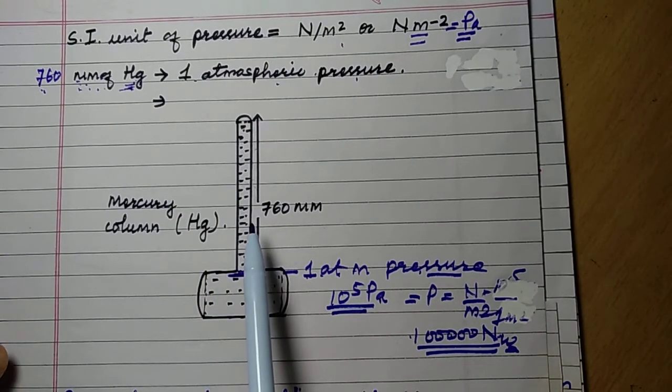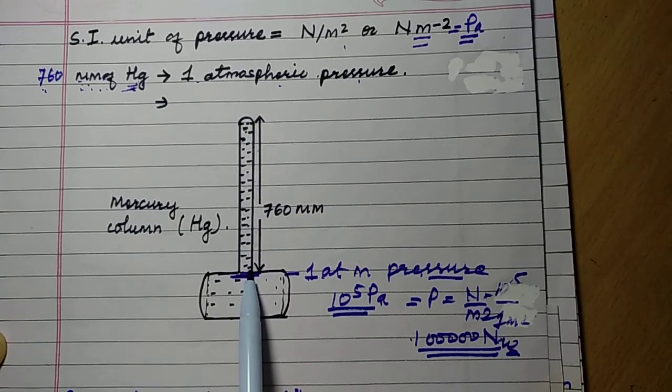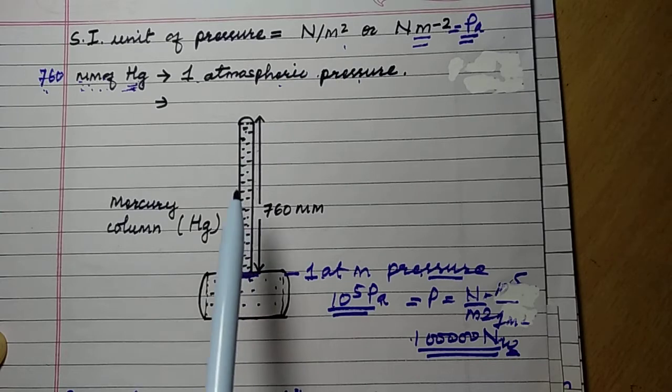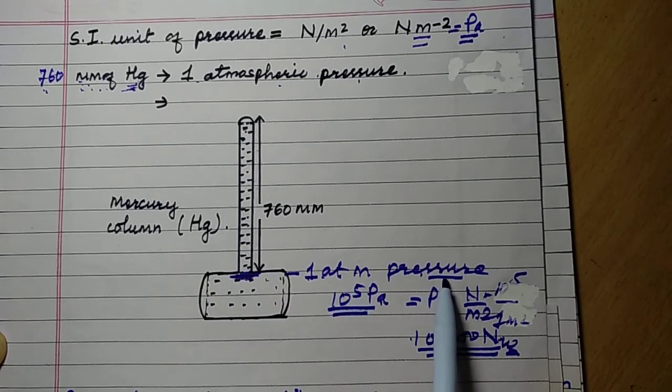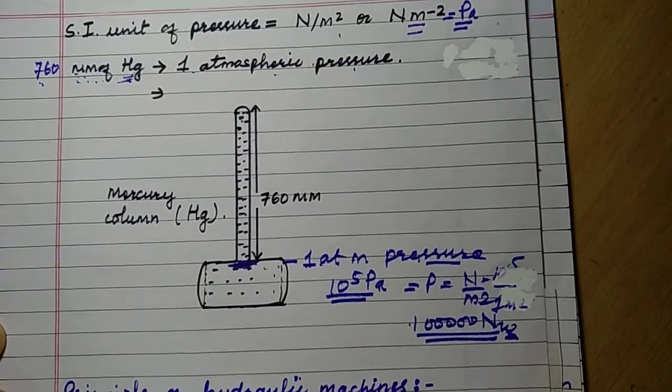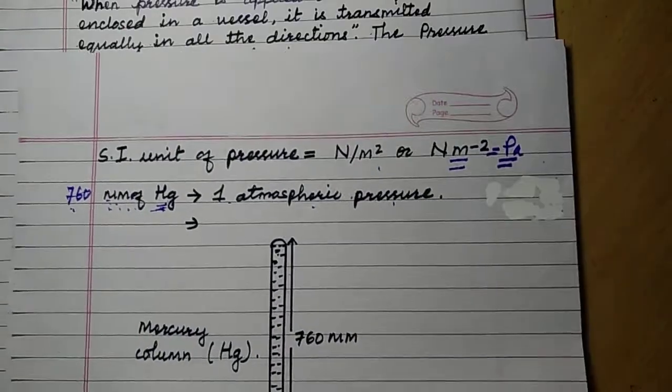So this means if you have 760 millimeter long glass tube filled with mercury, then pressure given by this mercury at the bottom is equal to 1 atmospheric pressure, which is almost equal to 10 to the power 5 Pascal. Almost 10 to the power 5 Pascal is equal to 1 atmospheric pressure.